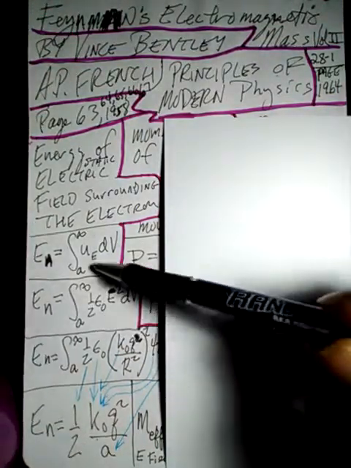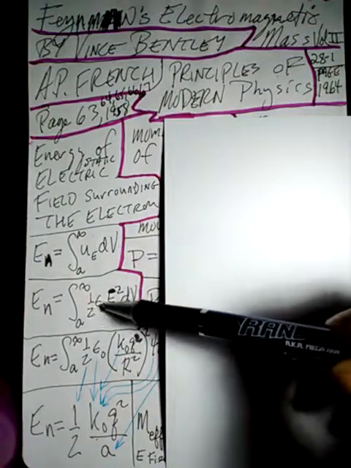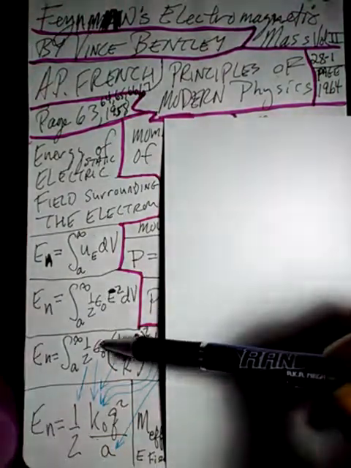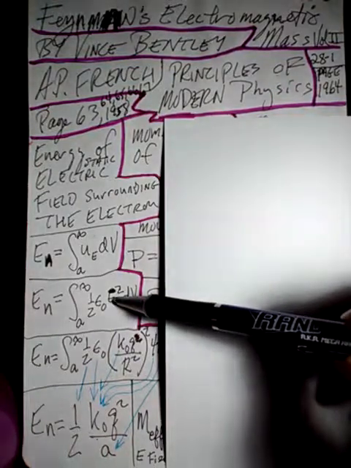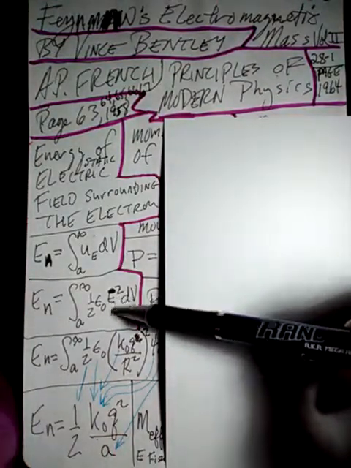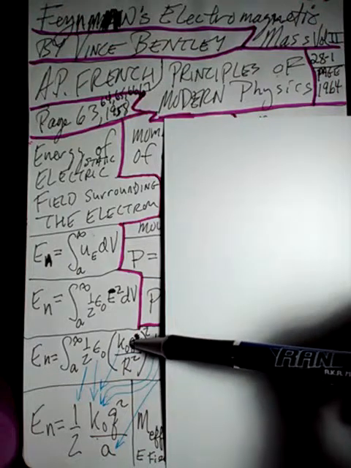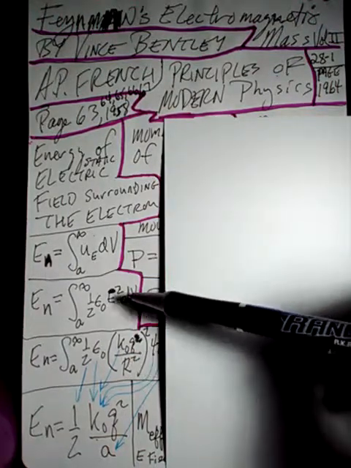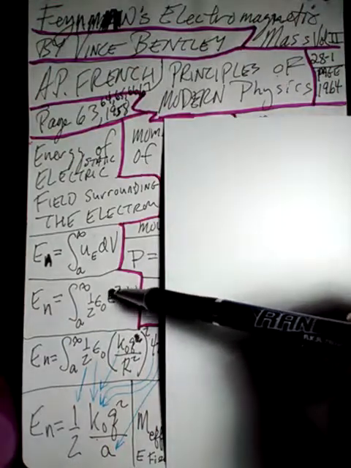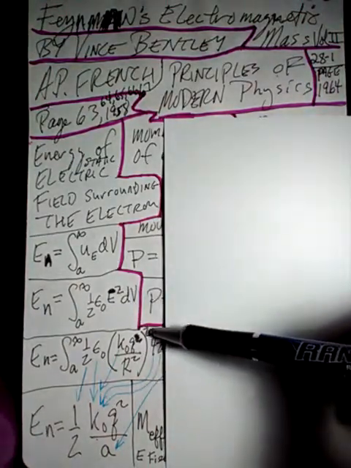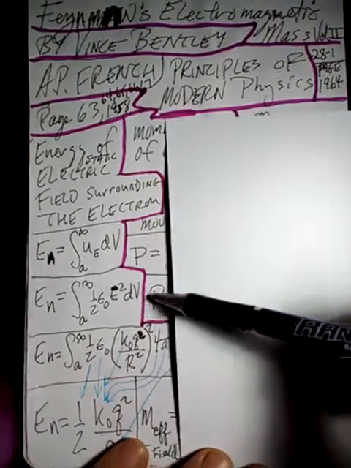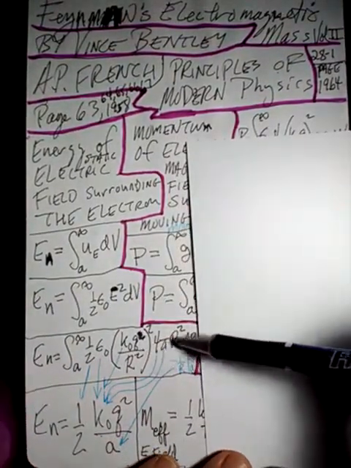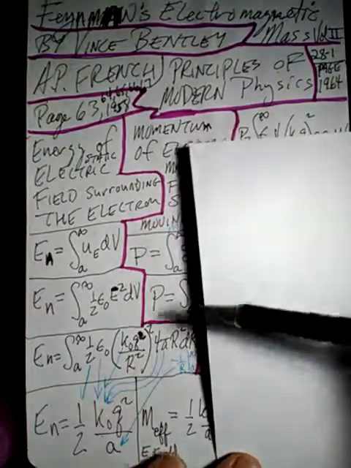So this becomes this because energy density is 1/2 epsilon naught electric field squared. Here's the 1/2, here's the epsilon naught. The electric field of just a single charge electron is K naught Q divided by the radius squared. And of course it's the electric field squared, so there's the squared right there. The differential volume, we'll assume it's a sphere, so it's 4 pi r squared dr.